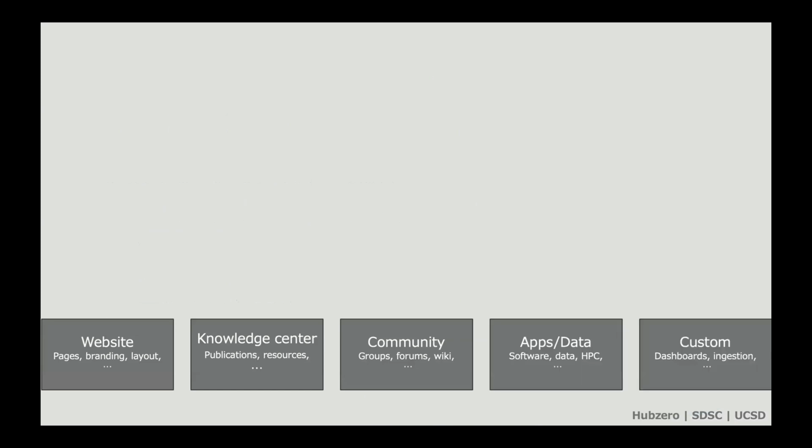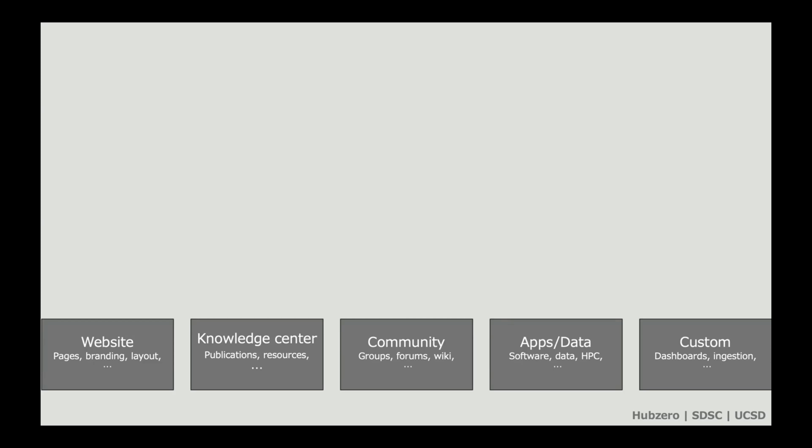If we think about Hubzero in broad categories, there is a website component where you can brand things and have a layout and look and feel and all that. Then, more important for the research community, is what we can call a knowledge center, where you can share publications and other resources. Then how does the community interact and collaborate with each other? That's enabled through forums and things like that.